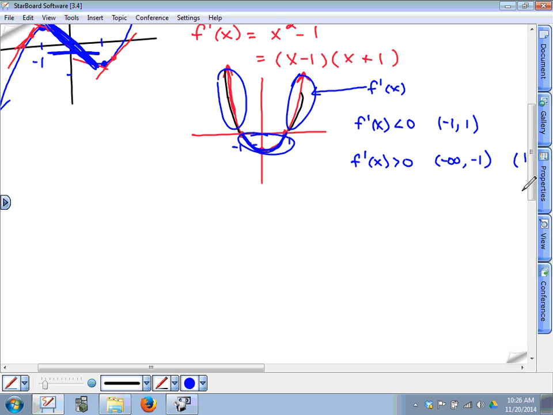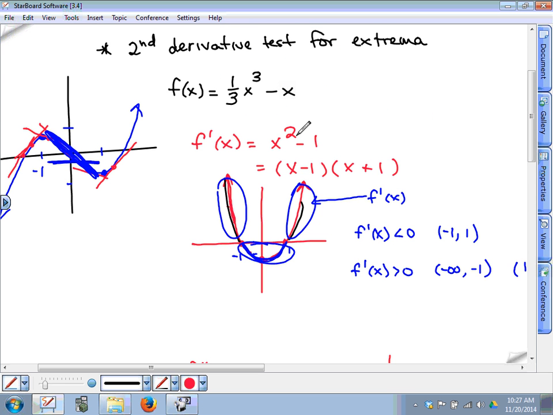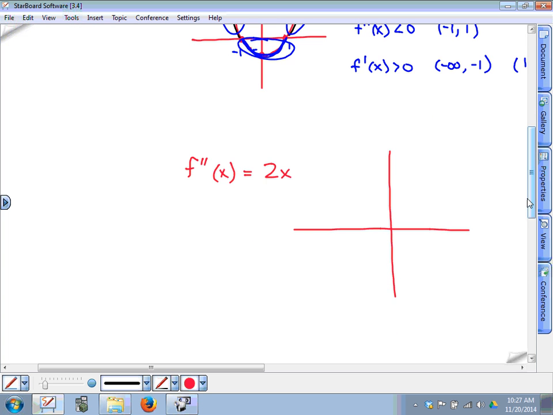Now, take like 2 seconds and find the second derivative. 2x. The second derivative is 2x. Let's graph that one now. The second derivative is the derivative of the first derivative. What is 2x? A line that goes up 2 over 1. Where does it go through? 0, 0. The slope is 2.